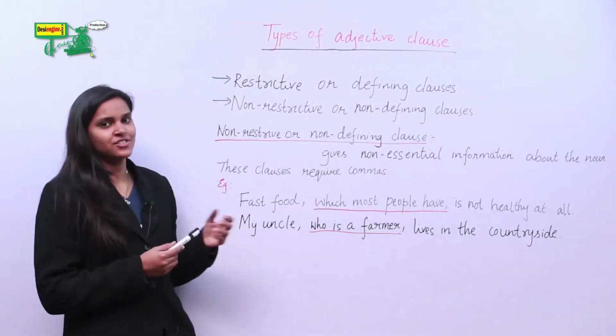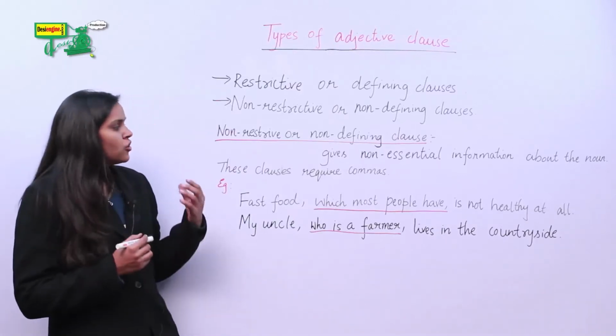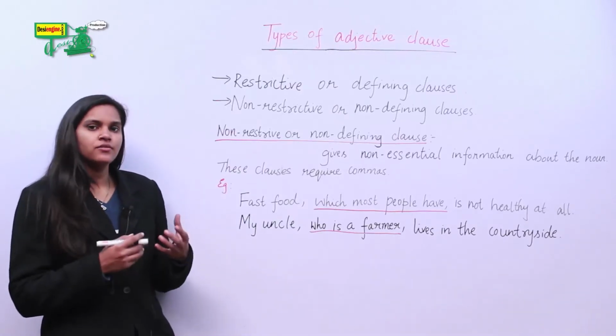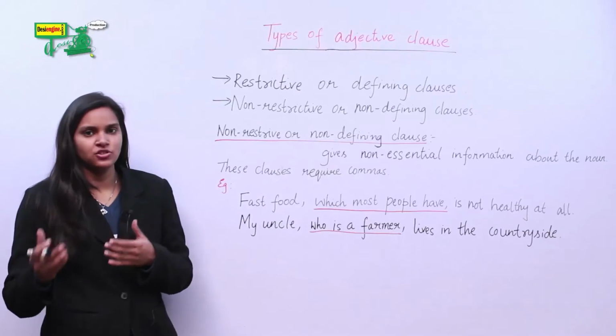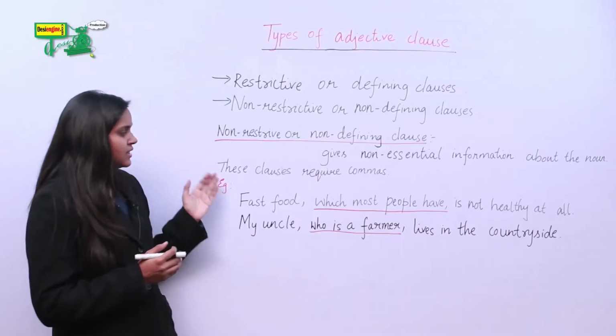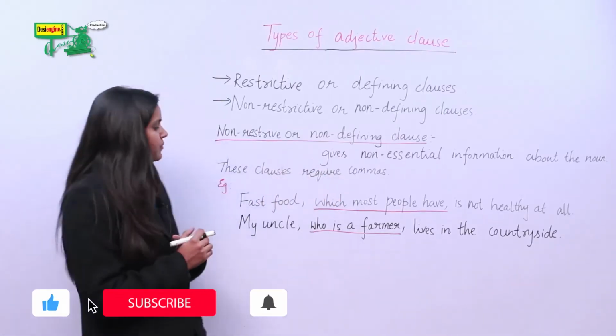Let's do the non-restrictive or non-defining clause now. Non-restrictive clauses give non-essential information about the noun. They do not give any substantial information. And these clauses require commas, that is, they are separated by commas.